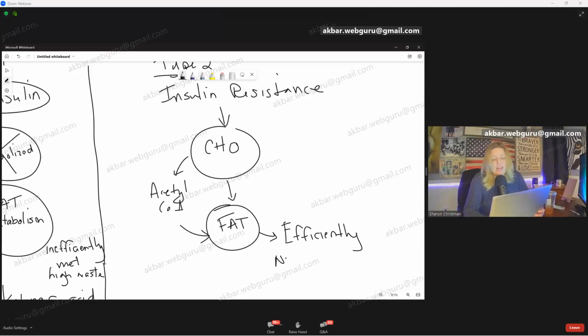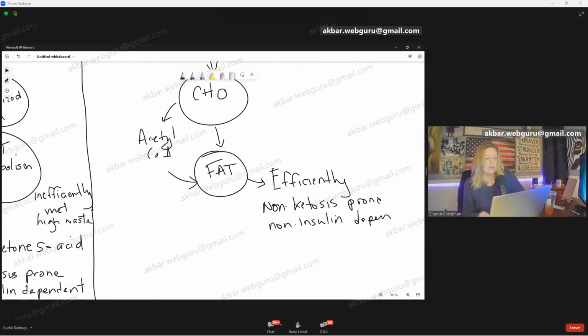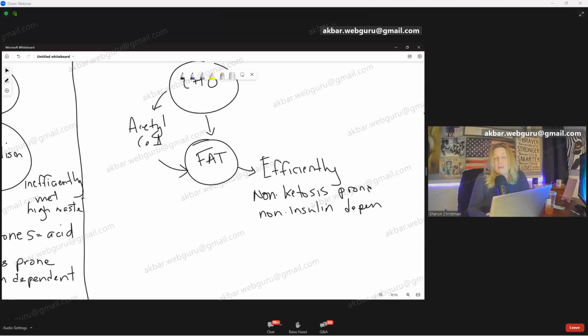which means they are non-ketosis prone and non-insulin dependent. They're not insulin dependent. They have insulin. Okay, so that is why they're non-ketosis prone and non-insulin dependent. They're not developing high ketones.